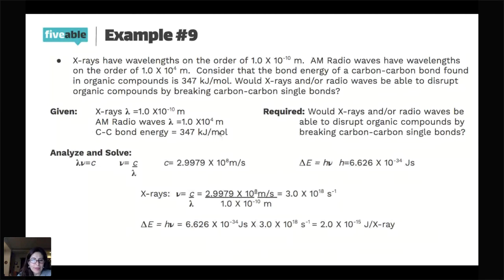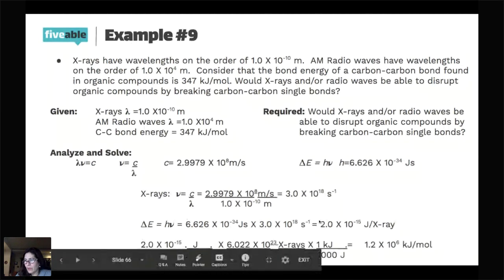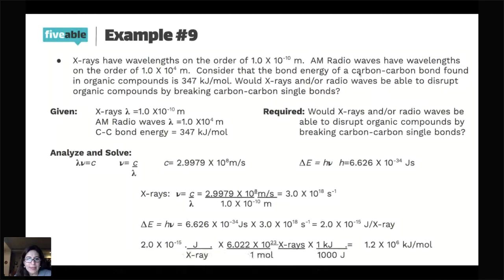So the next step is to multiply the units of joules per X-ray by the factor of 6.022 times 10 to the power of 23 X-rays, because that's how many units we need for 1 mole. Then we use the factor of 1 kilojoule per 1,000 joules. By multiplying these factors, we change the units from joules per X-ray to kilojoules per mole.